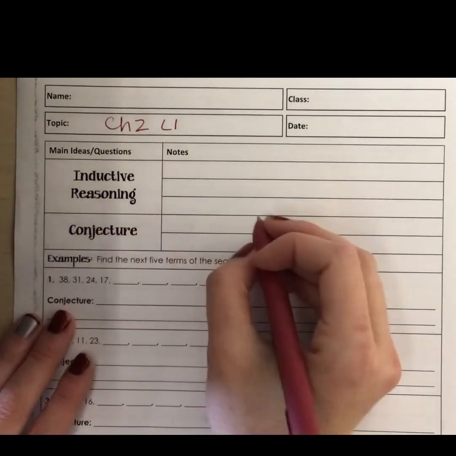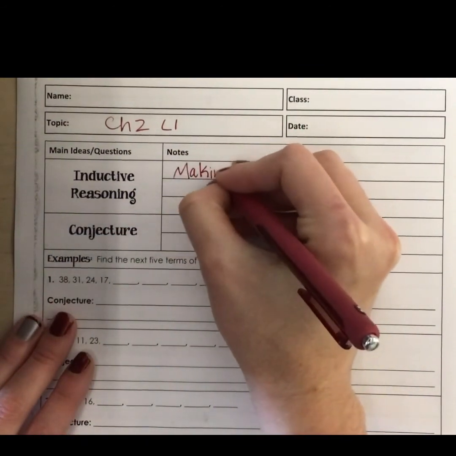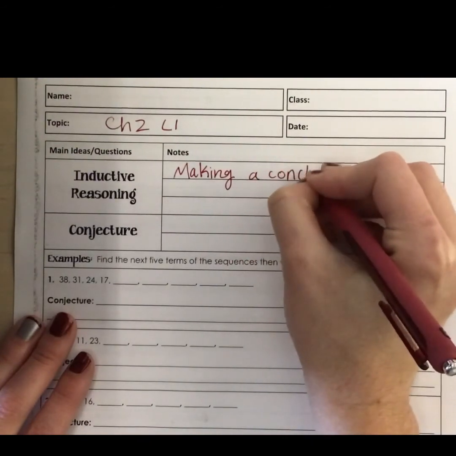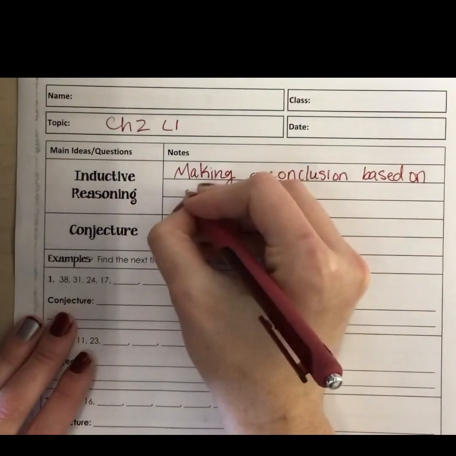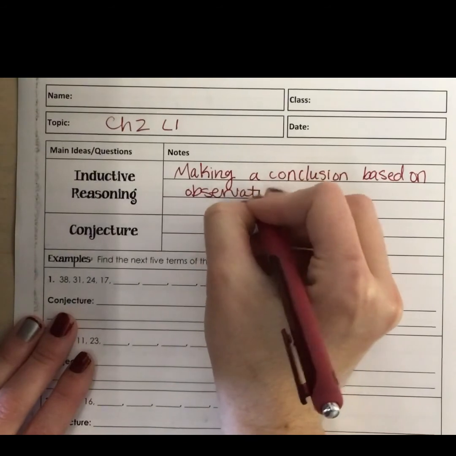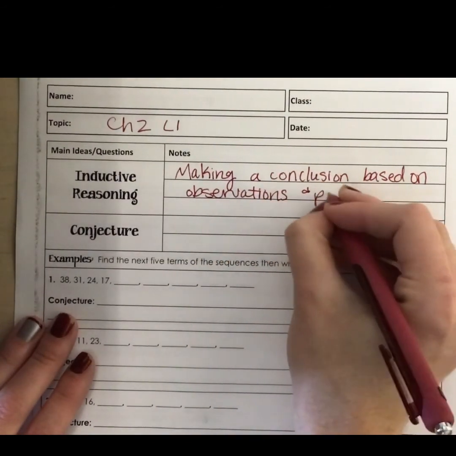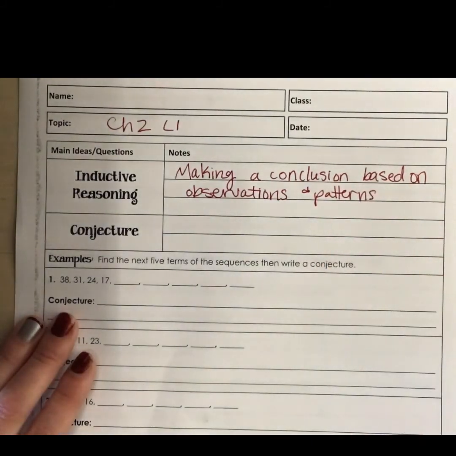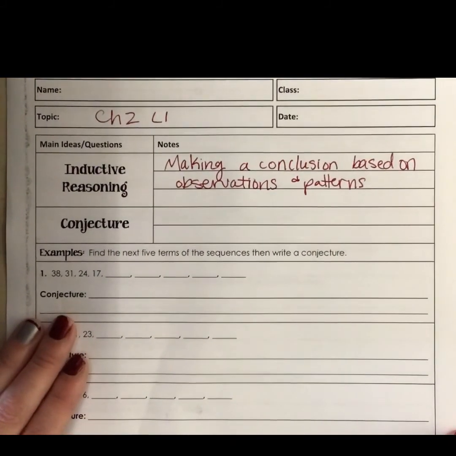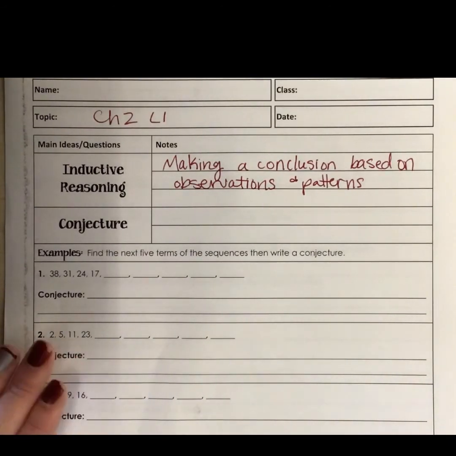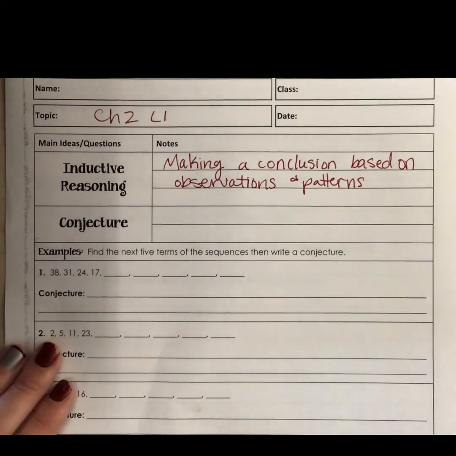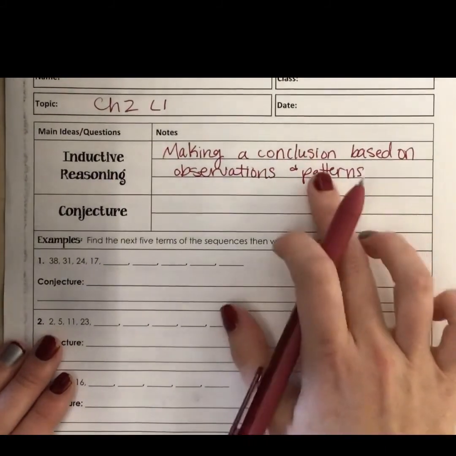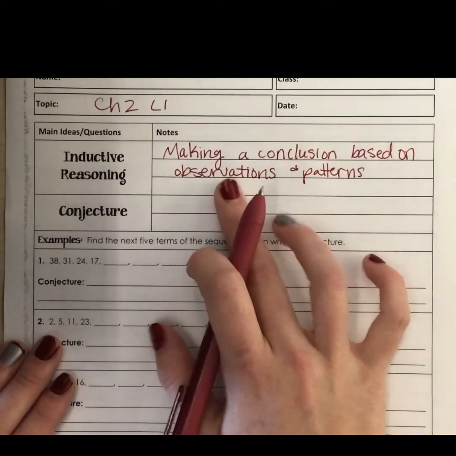Now, inductive reasoning we define as making a conclusion based on observations and patterns. So that would be like saying that, oh, the sky is gray, right? So that means that the sun is not shining. Or normally, if the sky is dark, that means that a storm is coming.